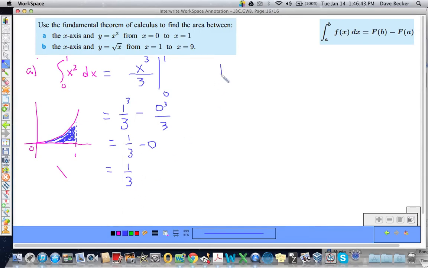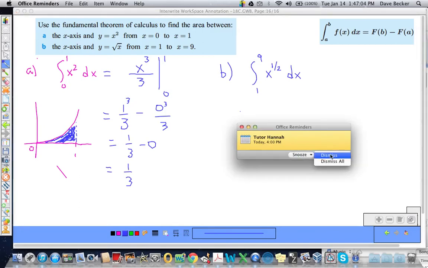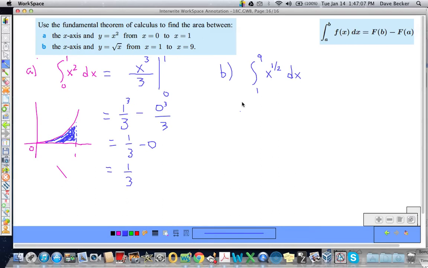Very nice. For B, they want us to find the area under the curve of root x from 1 to 9. If you don't mind, I'm just going to go ahead and write that as x to the 1/2 power dx. Recall that the graph of the square root of x looks something like that. So from 1 to 9 is going to be this area right here.